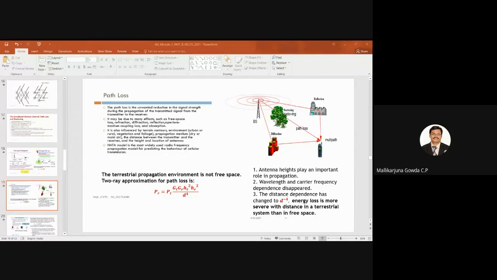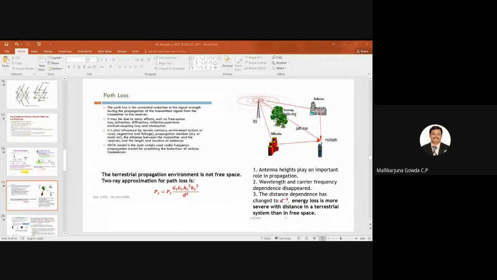So I think I have shown this in this diagram. Hope you are all able to see this diagram. This is my base station, which is using an omnidirectional antenna. This is my receiver. The mobile is here. So the signal will be reaching from the base station through different paths, right? So it is not free space, right? Because the trees are there, buildings are there, right?